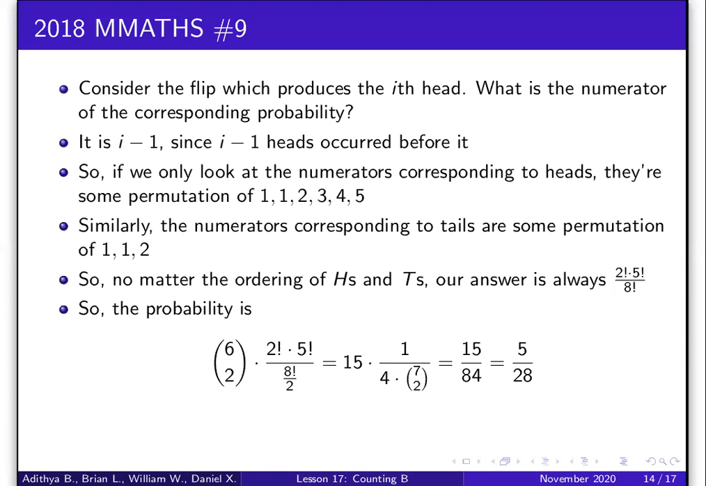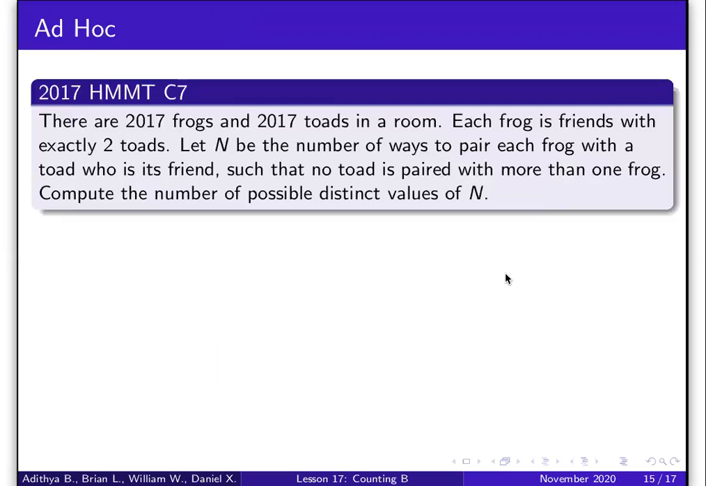So are there any questions for this problem? If not, we'll move on to the final question for today. And this question is from 2017 HMMT. I'll give you a few moments to read it.